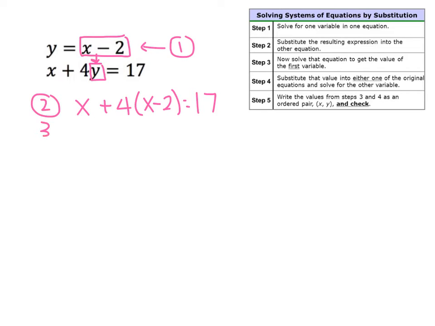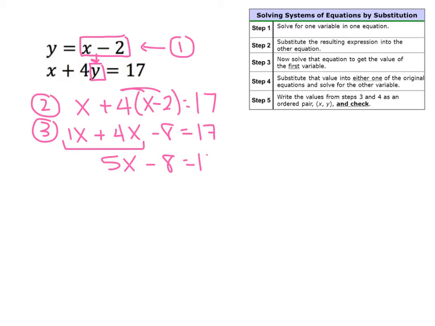Step 3 is solve for x. So I'm going to do that. I'm going to distribute. So x plus 4x minus 8 equals 17. And then I can combine my x's here to get 5x minus 8 equals 17. Add 8 to both sides. That gives me 5x equals 25. And finally, when I divide by 5, I get that x is 5. So I'm done with step 3.